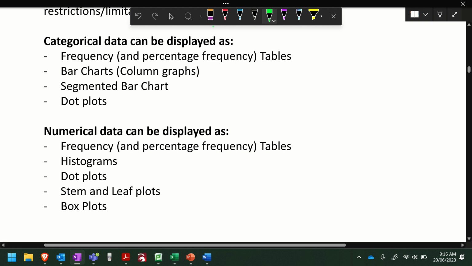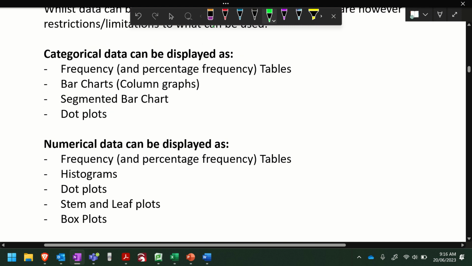So for categorical data, it's better to use a frequency table or a bar chart or a segmented bar chart or a dot plot of some sort. We're basically going to focus more on the categorical, I think, for today, but we'll see how we go. So frequency table, bar chart, segmented, and dot plots.